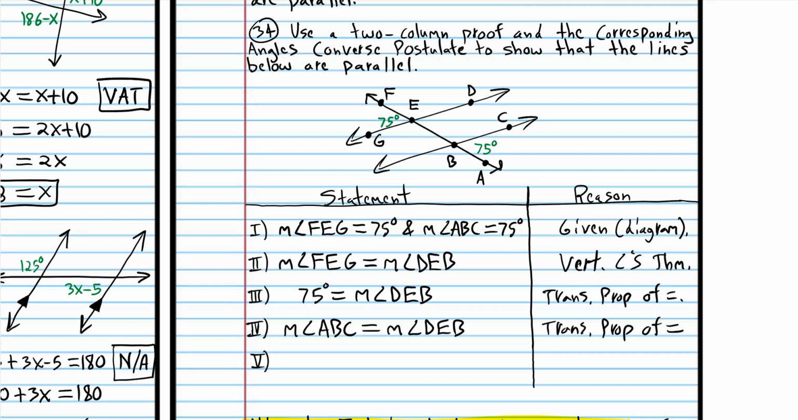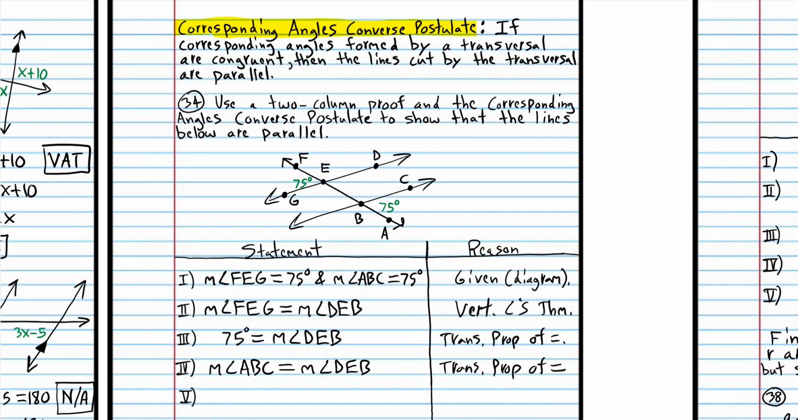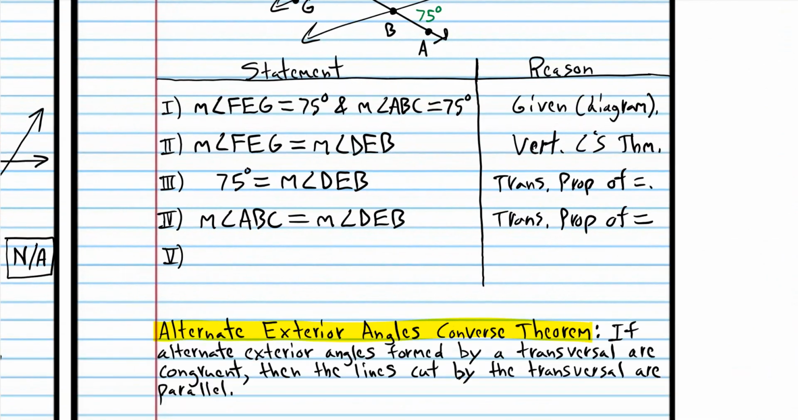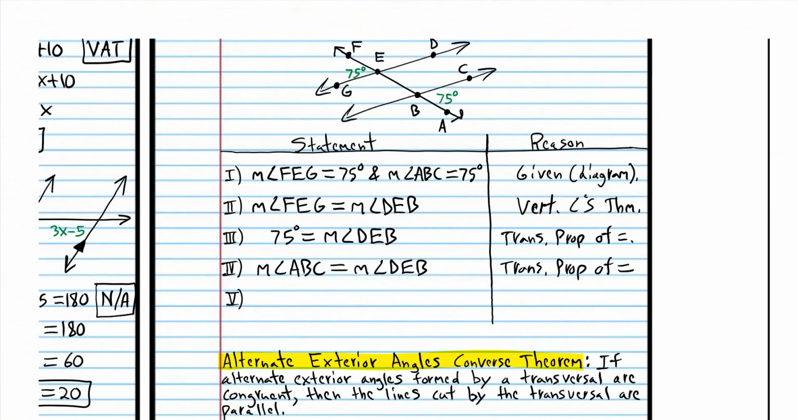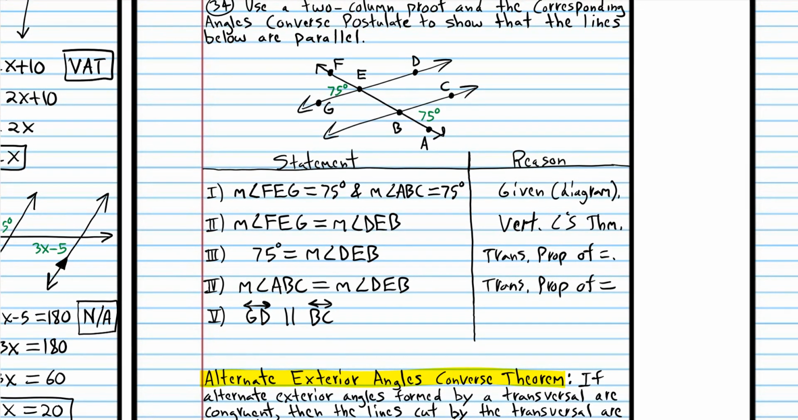Well, the reason we care is because we just learned the corresponding angles converse postulate. So what that means is that if corresponding angles are congruent, that proves that the lines are parallel. So again, we're going backwards. So now we know that line, you can give them different names based on the letters that you use, but I'm just going to say line GD is parallel to line BC. Remember that parallel symbol, two vertical lines to show that they're parallel.